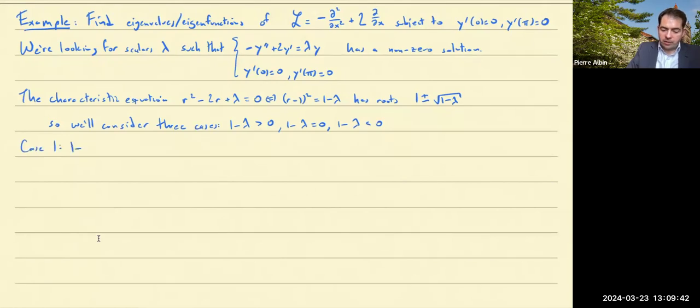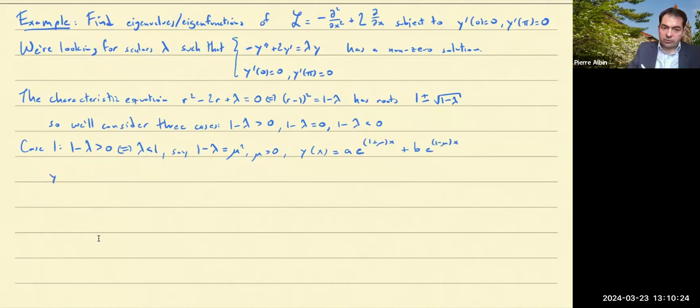Okay, so first case, 1 minus lambda positive, right, which is the same as saying lambda less than 1. Again, it's useful to introduce a mu just to have fewer square roots floating around. So let's say that 1 minus lambda is equal to mu squared with mu positive. So then the general solution before we impose the boundary conditions looks like a times e to the (1 plus mu) times x plus b e to the (1 minus mu) times x.